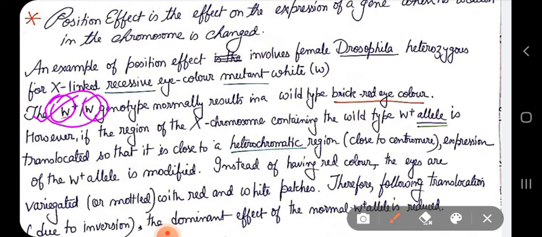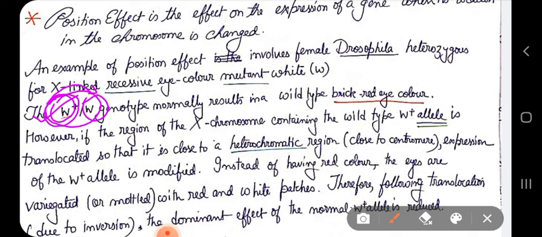W gene in another X chromosome, then due to having this dominant allele W plus, it will dominate the expression, because dominant alleles always express themselves whether they are found in one chromosome or in both the chromosomes of the homologous pair of chromosomes.